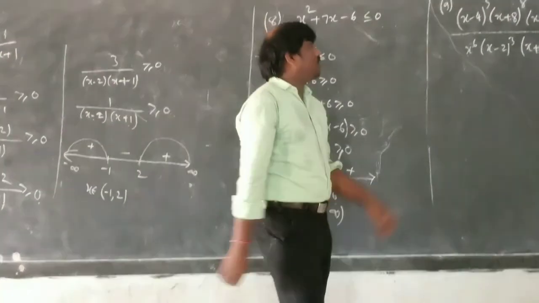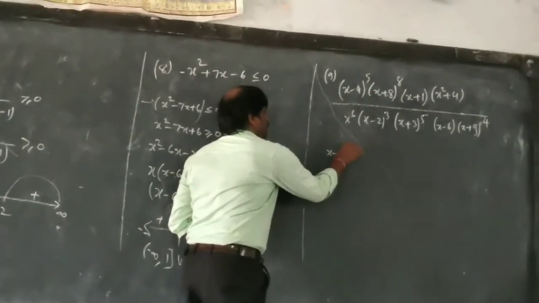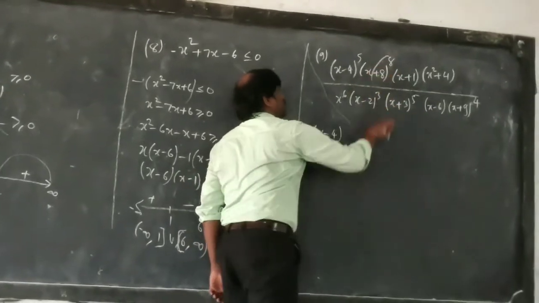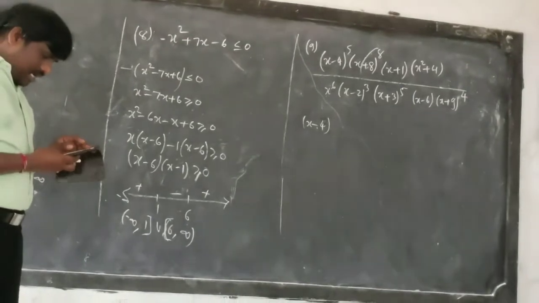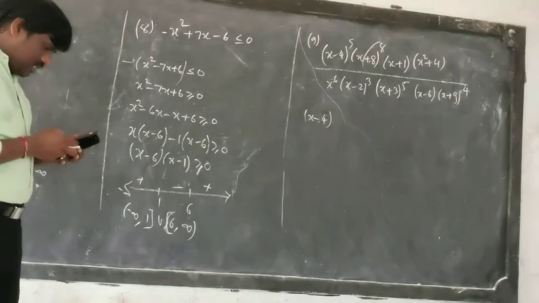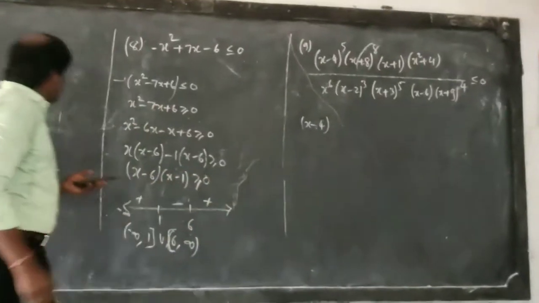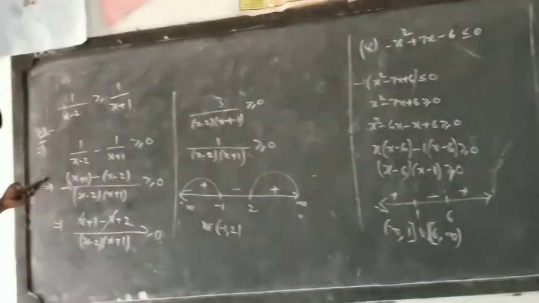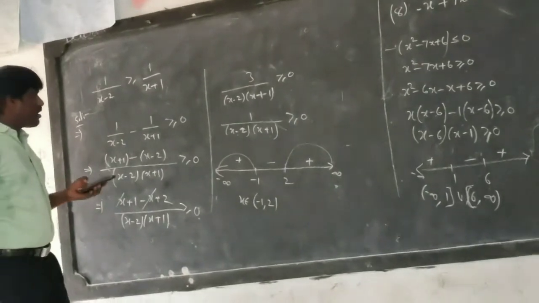I already informed you: odd power we have to make a single power, and even power remove this. And the question is not completed. Let me write the question. So this question is less than or equal to 0. And the previous question answers, let us see here. Question number 7 answer, what is the right answer you got? Minus 1 comma 2 you got, right?